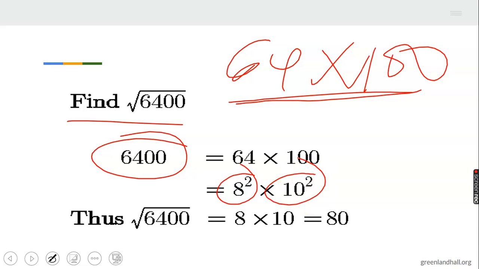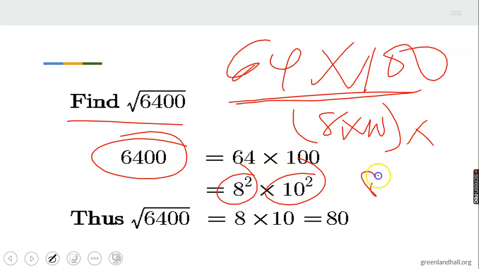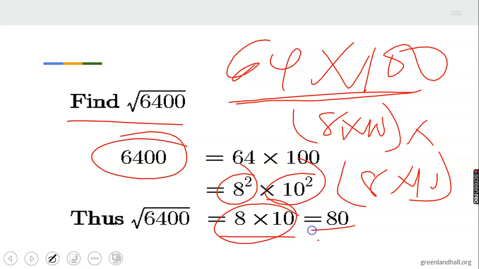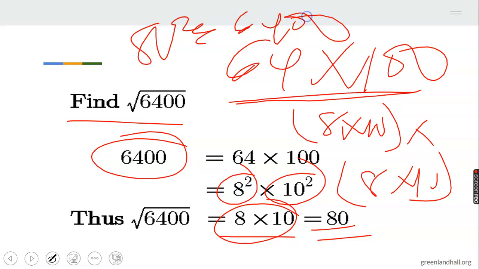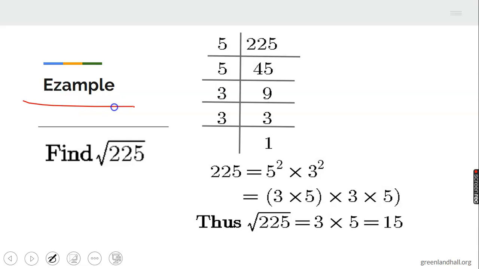Now, when you have 8 times 10 times 8 times 10, you have a pair. Now, when you pair them together, you take one of it, that will be 80. That 8 times 10 equals 80. Now, the square root of 6,400 equals 80. Now, 80 square will also be 6,400. Now, another example. Find the square root of 225.